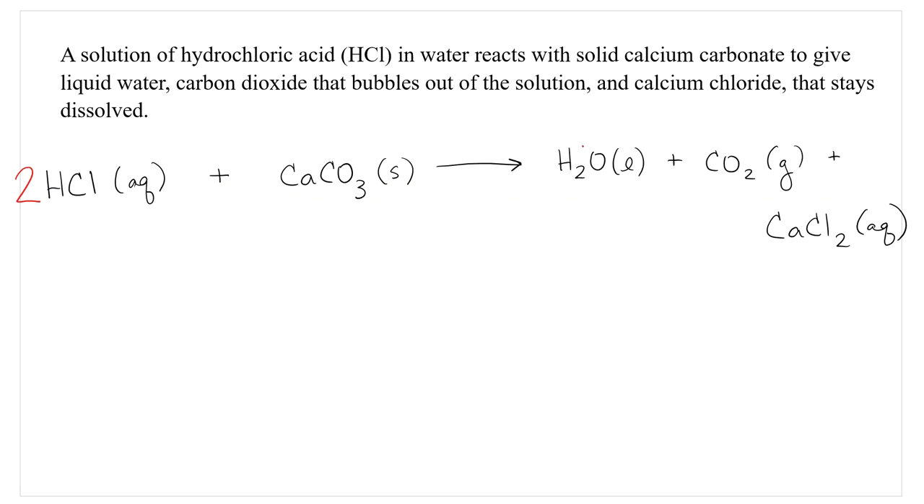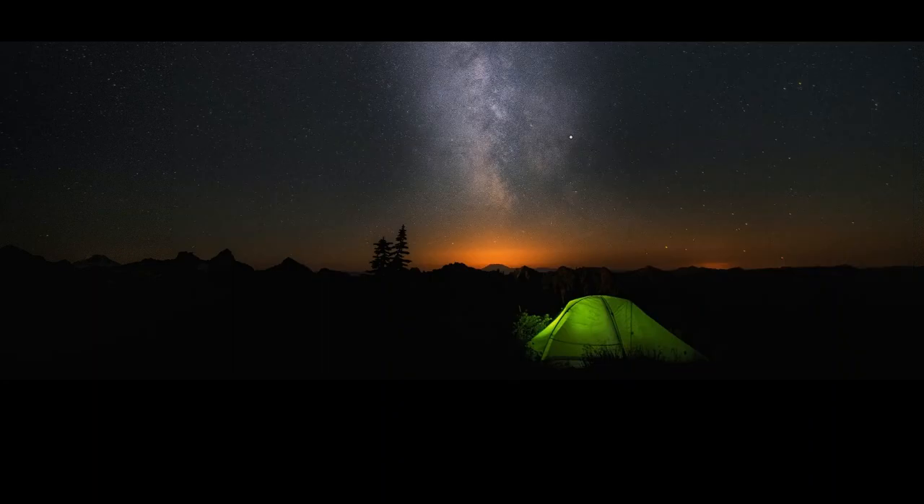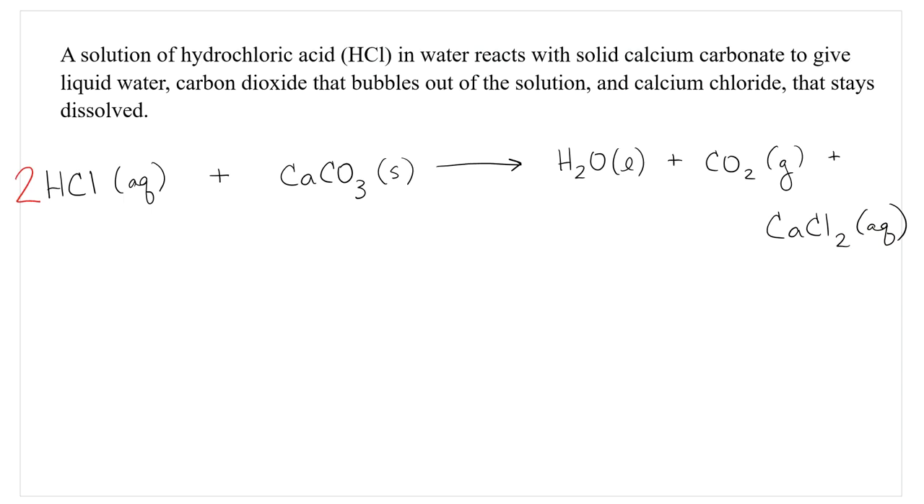We need 2 hydrogens, because we have 2 HCl, so we have 2 hydrogens there. We have 2 hydrogens in the water. Balanced. Chlorines are balanced. 1 calcium to 1 calcium. 1 carbon to 1 carbon. 3 total oxygens. 1 plus 2 gives me 3 total oxygens. So that is the balanced chemical equation.